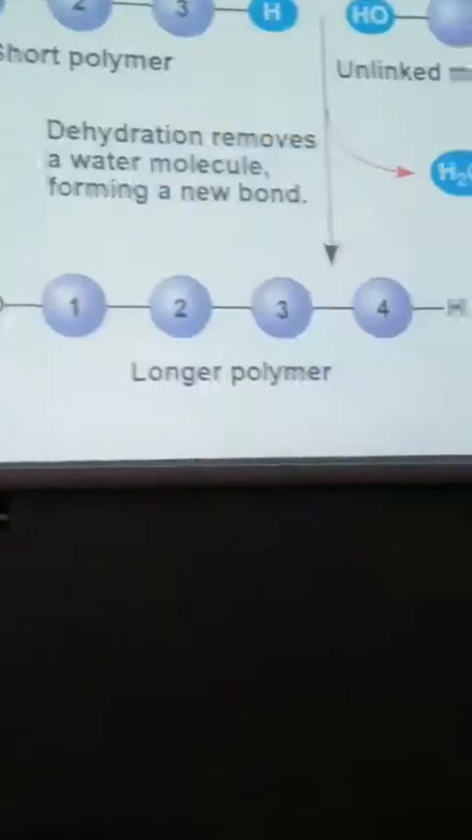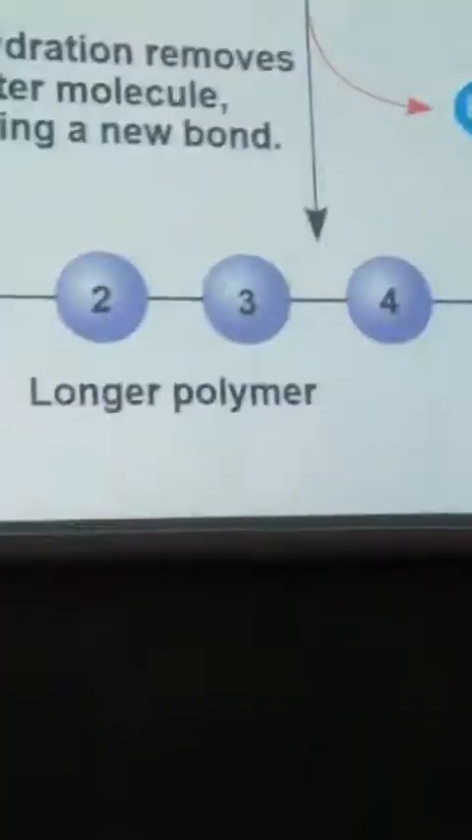Chapter 5 was the big one. Instead of going through every single little slide, I want to get a few things here for you. Remember, you need to know what a polymer and a monomer is, and you need to be able to actually draw a dehydration reaction.